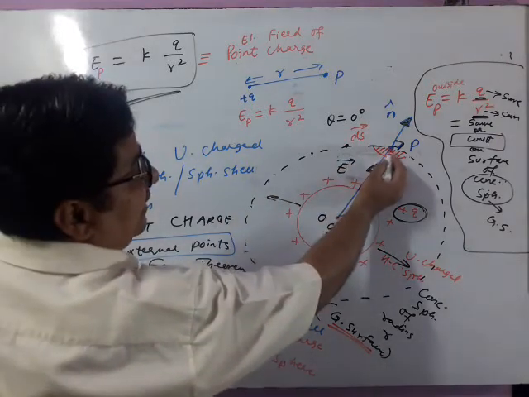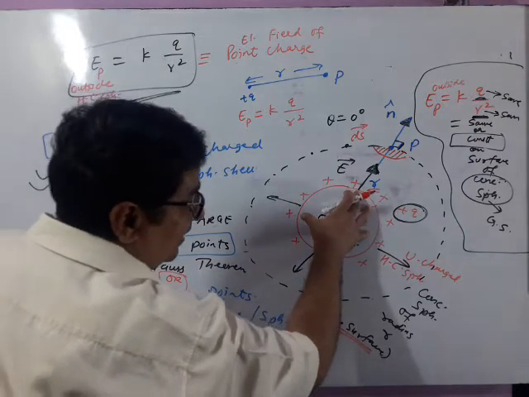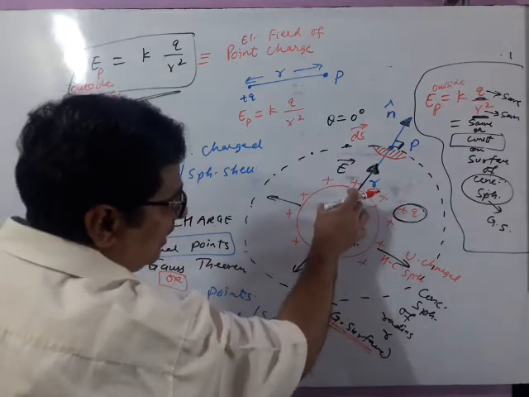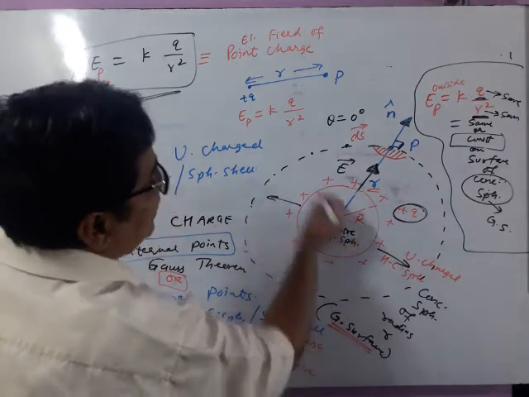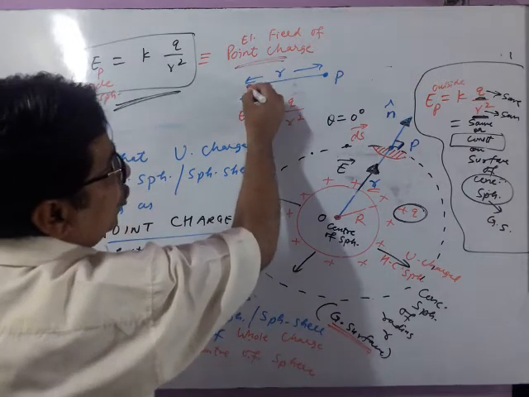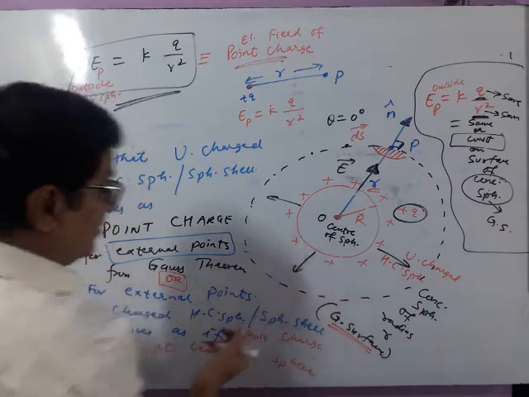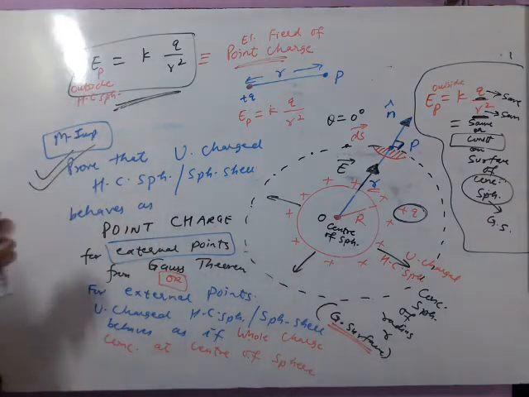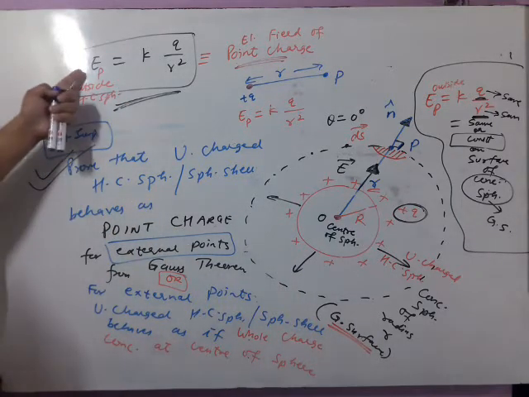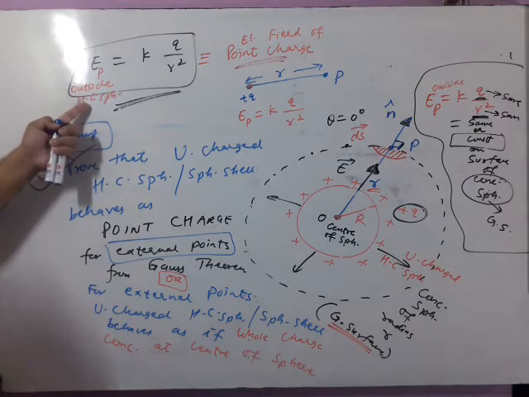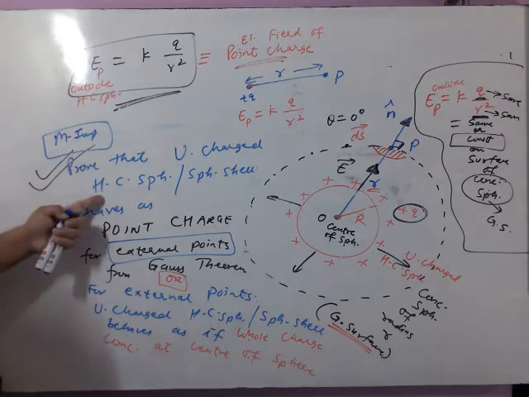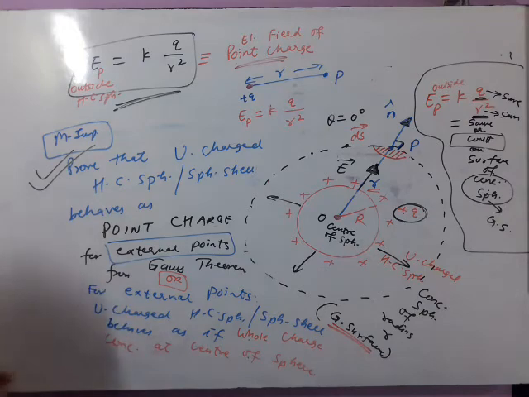For outside points, this sphere behaves as if all the charge were at its center, like a point charge. This whole charge were concentrated at the center of the sphere. This is the answer for 3 questions. First, this is the electric field outside a hollow conducting sphere. Second, this. Third, this. This is called part 1 of the hollow conducting sphere.